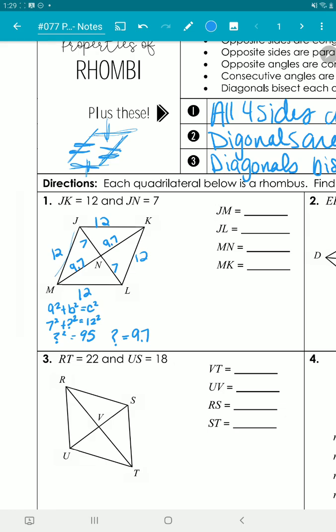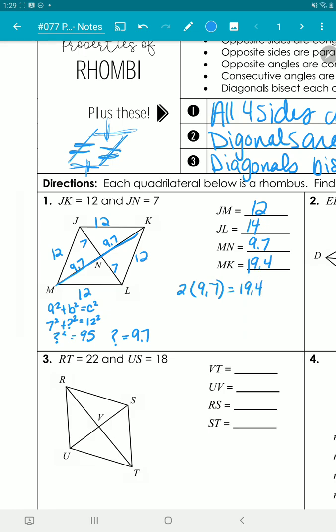Okay, so let's go ahead and look through. JM, from J to M is over here. It's one of the sides that are 12 because it's an actual side, not one of the diagonal pieces. From J to L is the entire diagonal here, so it's 7 plus 7 gives you 14. From M to N is the little half diagonal on this side, 9.7. Okay, and then now we're looking at from M to K, so the entire one. So it's going to be 2 times 9.7. Just going to give you about 19.4.